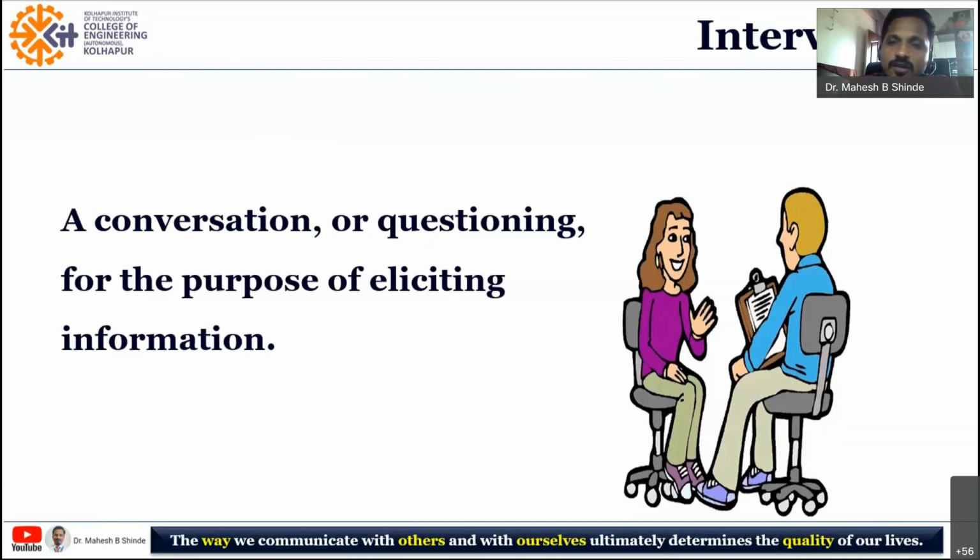Conversation takes place between 2 equal people, between 2 people who want to know each other. That is called a conversation, either about each other or about a particular incident, event, or topic. Then it is called an interview: questioning for the purpose of eliciting information. The meaning of the word eliciting is simply getting information, extracting information.